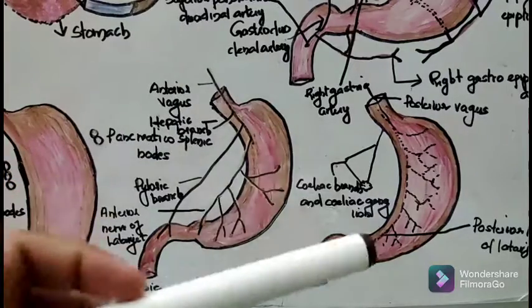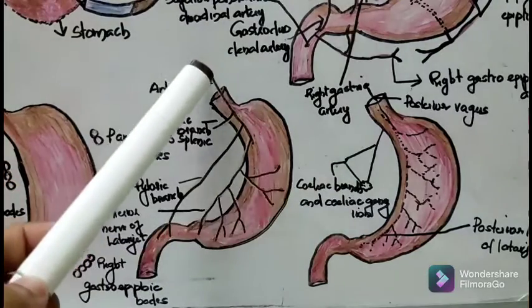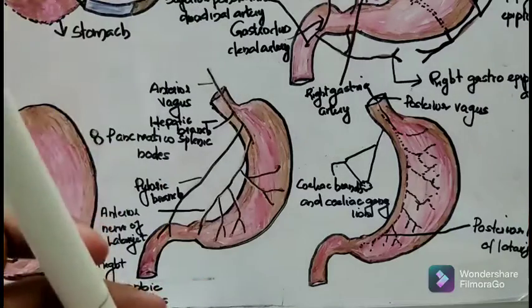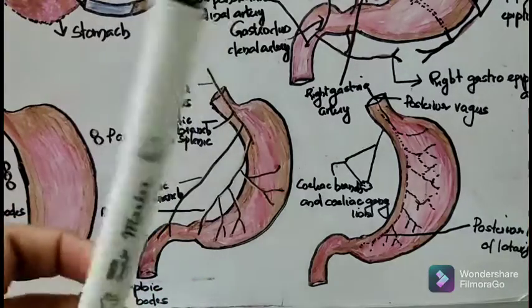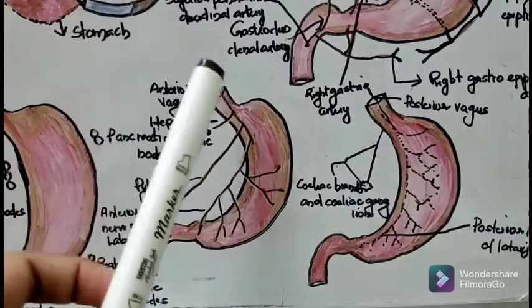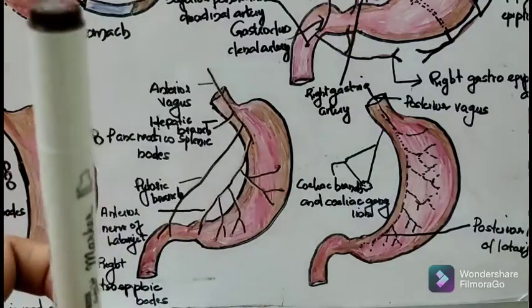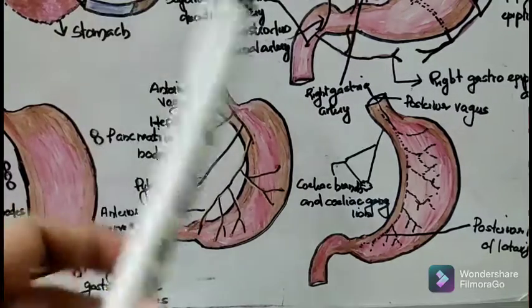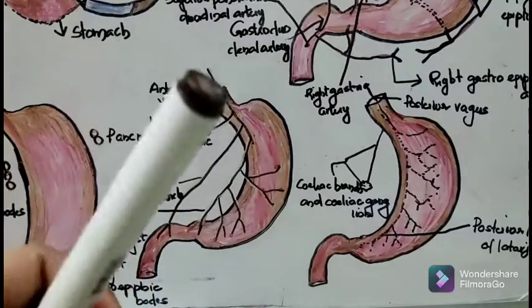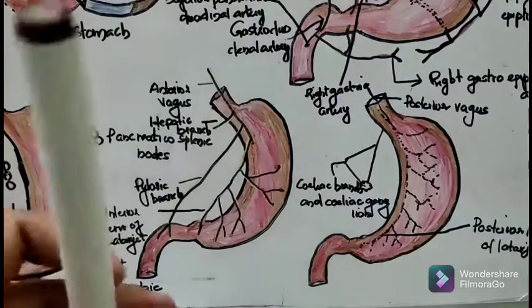And then we discussed the nerve supply. It has both the sympathetic as well as the parasympathetic nerve supply. The sympathetic nerve supply is from the 6th to 10th thoracic segments of the spinal cord, and the parasympathetic is from the vagus.